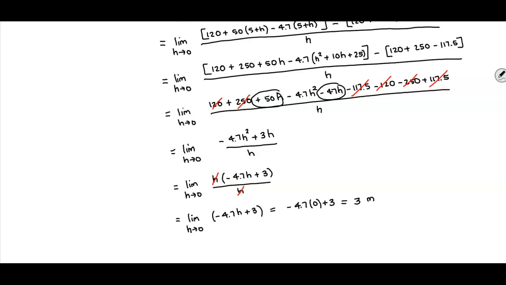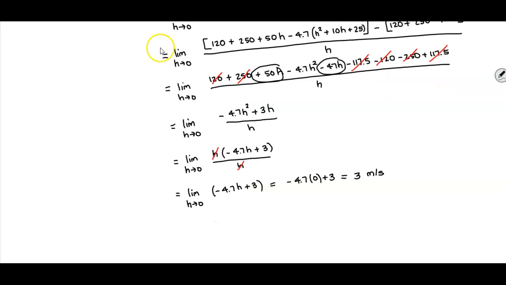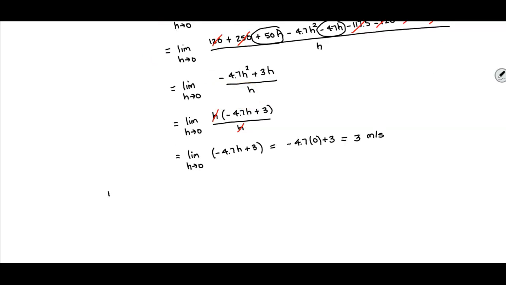And that represents 3 meters per second. So then we would say the following: the speed when t is equal to 5 is the absolute value of 3, because we want the speed to be positive. We're not going to have a negative speed, which then equals 3 meters per second.